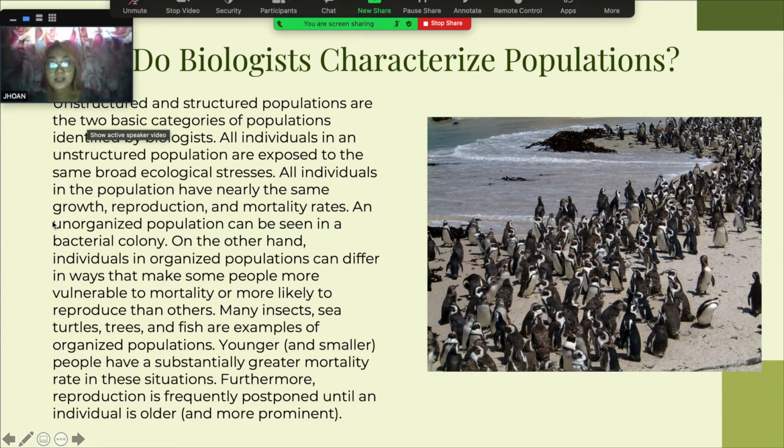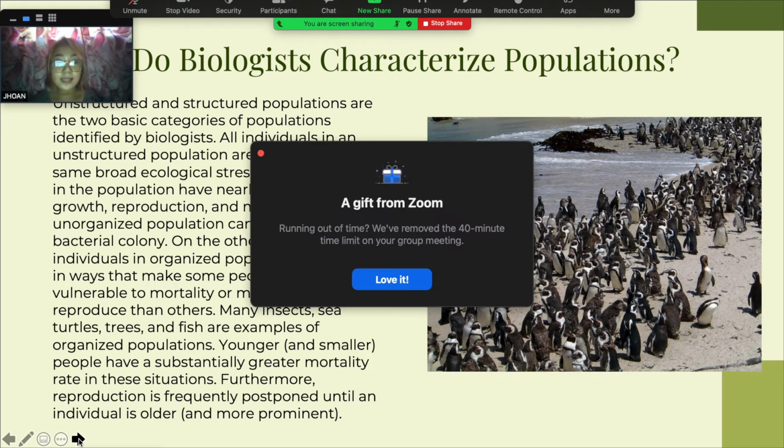How do biologists characterize populations? Unstructured and structured populations are the two basic categories of populations identified by biologists. All individuals in an unstructured population are exposed to the same broad ecological stresses. All individuals in the population have nearly the same growth, reproduction, and mortality rates. An unstructured population can be seen in a bacterial colony.